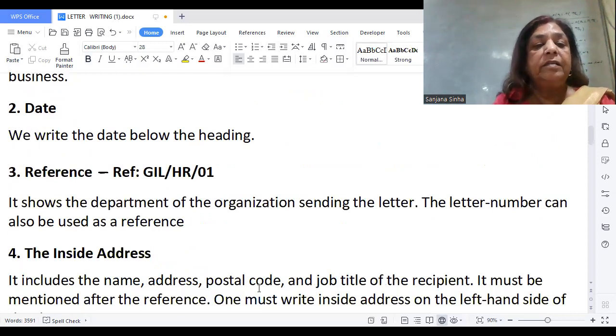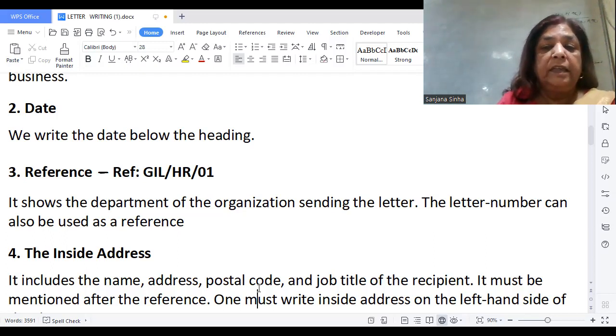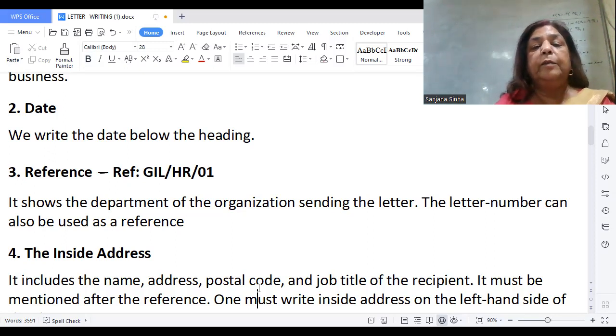The third is the reference. If you're writing an official letter, you need to write the reference, which is very important. So what is a reference? It shows the department of the organization sending the letter, the information of the organization and the department. The letter number can also be used as a reference. For example, you can write the company's initials, like if it is Godrej India Limited, the initials will be GIL, oblique. If the department is HR, you write HR. If it is marketing, you write marketing. It totally depends on your department.